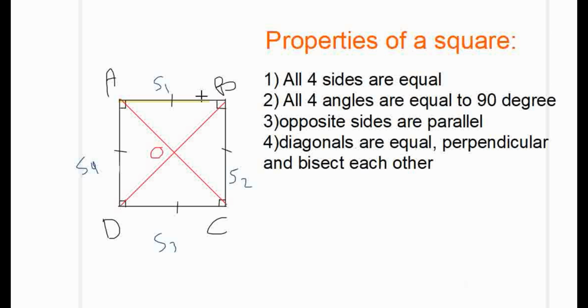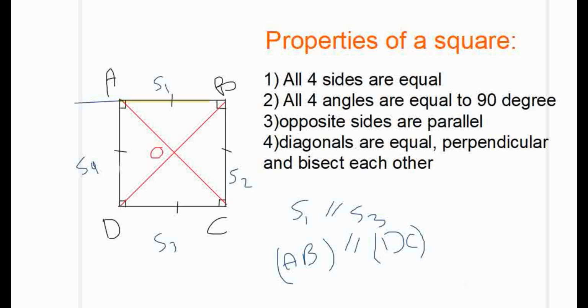So S1 and S3, they are opposite sides, so they are parallel. So we write that S1 is parallel to S3. Or you can write it as AB, not S1. So we can say that AB is parallel to DC. And of course, when we talk about parallel, we do not say segment, it is the line.